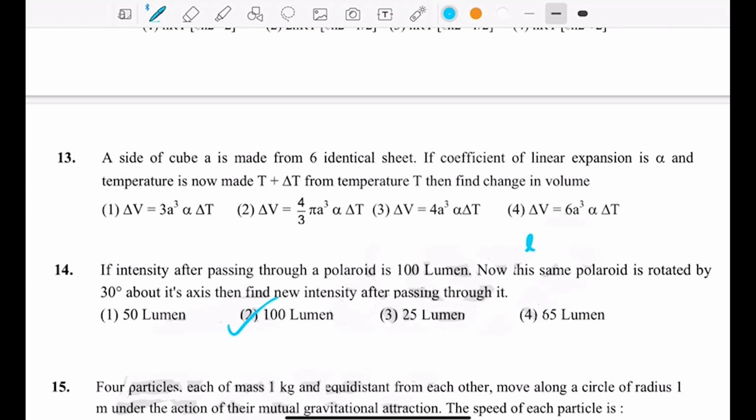So we'll get A dash is equals to A naught into, or I can say dA is equals to A into alpha into delta T. Change in A, change in the side.